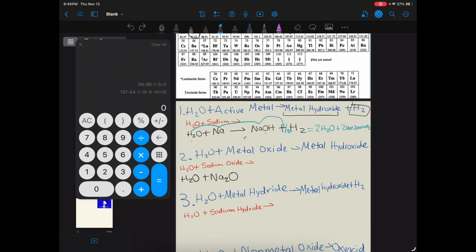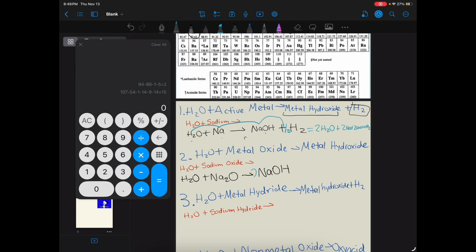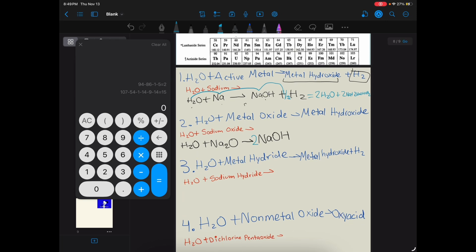And then that would produce a metal hydroxide. So in this case, the metal that is here is Na, and then hydroxide is just OH. So how can we balance this? It would just be to put a 2 over here. And then it's balanced on both sides.